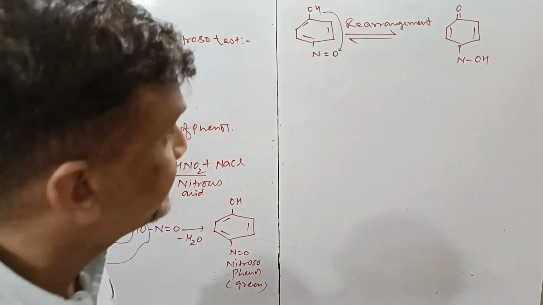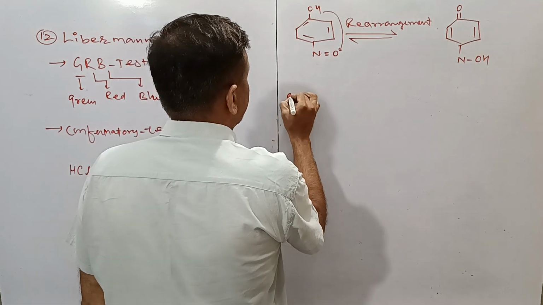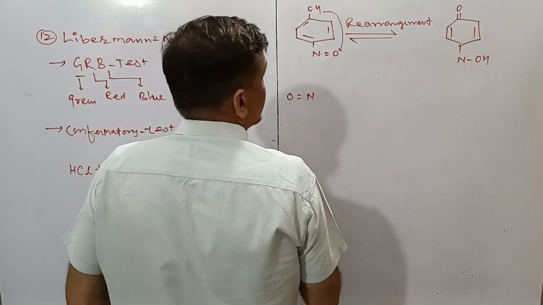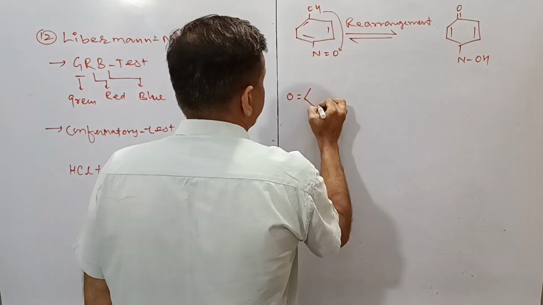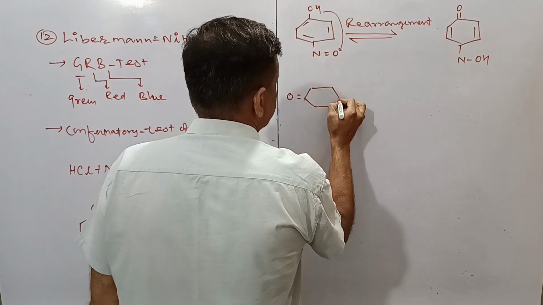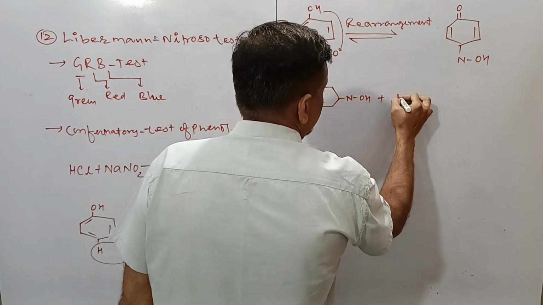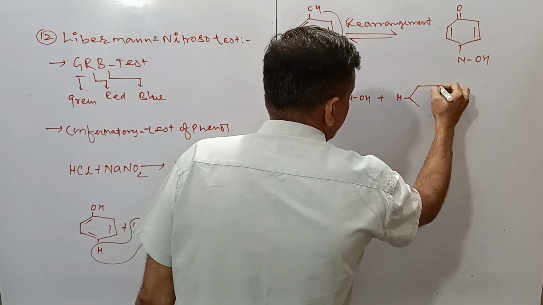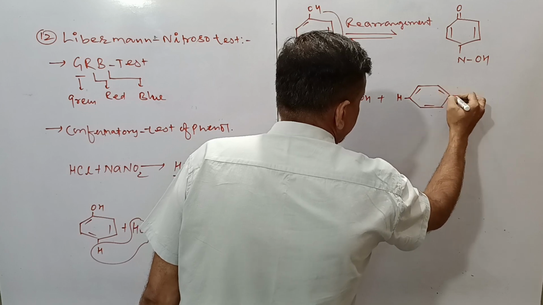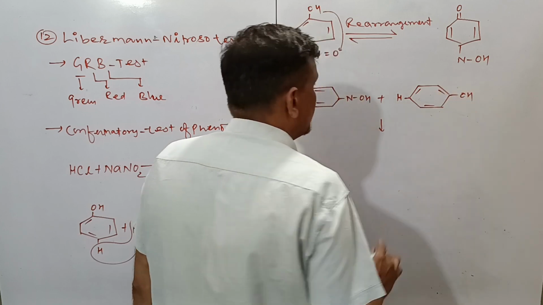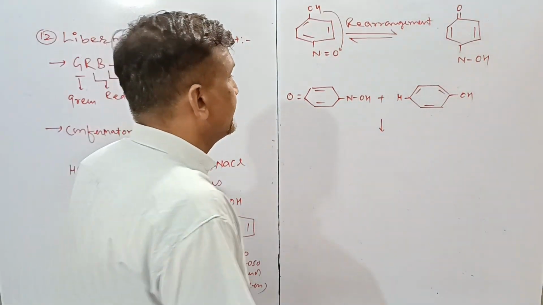On reaction with phenol, take the structure like this. This is the O double bond N. This is the structure of nitrosophenol after rearrangement. This is the structure, NOH. This is another molecule of phenol. We can take it as follows, with alternate double bonds. This is the OH. What will be after removal of water? Here there will be formation of the indophenol.